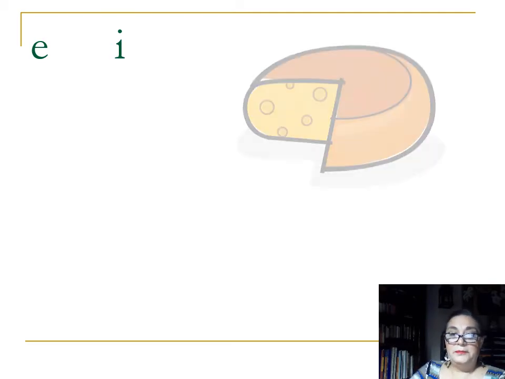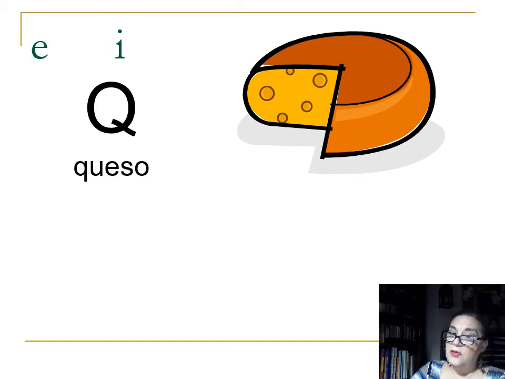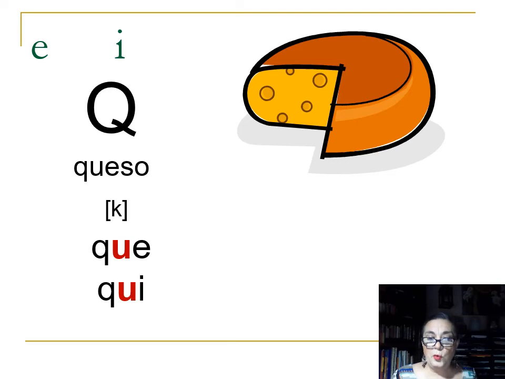The Q is a peculiar consonant because we have to use it with a U. And it has to be only with two vowels. So we can say que or qui, and it has to have that U in the middle. If not, we cannot use it. Like the word queso. So again, the official name in Spanish is cu. But we can only use it with A and E... and the U in the middle, in between that Q and those vowels.